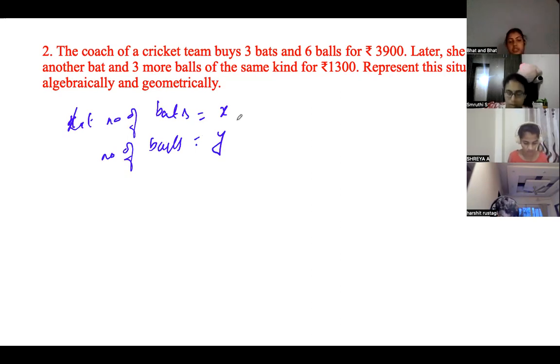Now, how many sets of bats and balls are purchased? How many sets are purchased in total? So total is like 6 sets of bats and 9 sets of balls.